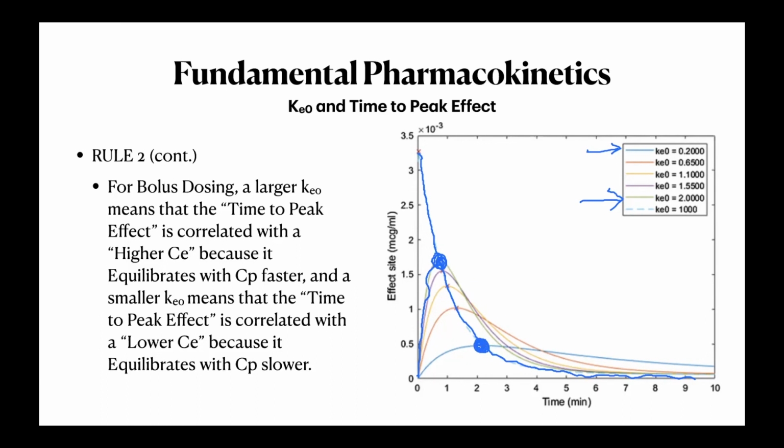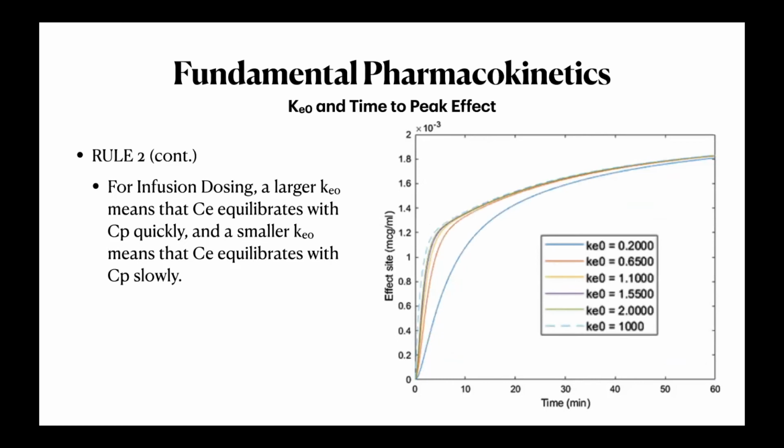And so because the larger KO is equilibrating at a faster rate, it correlates with a higher plasma concentration, and therefore the effect site concentration is higher, versus something which has a lower KO, which takes longer to equilibrate, and therefore it's associated with a lower plasma concentration.